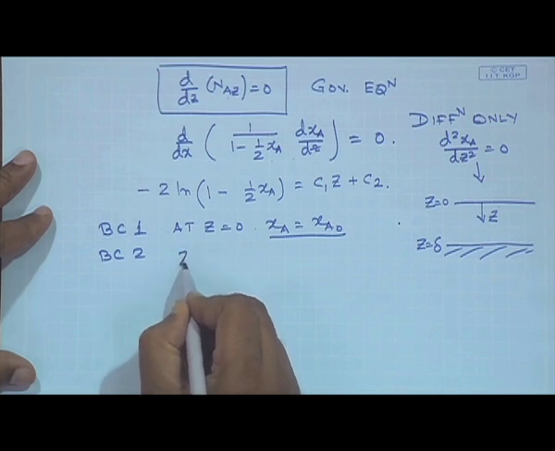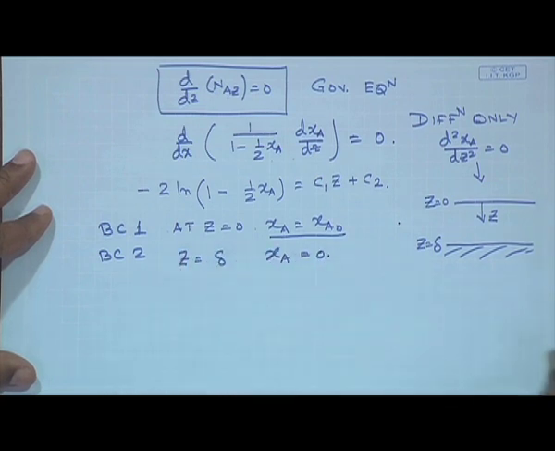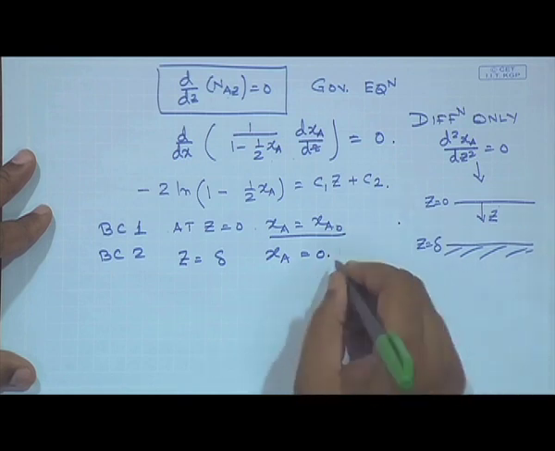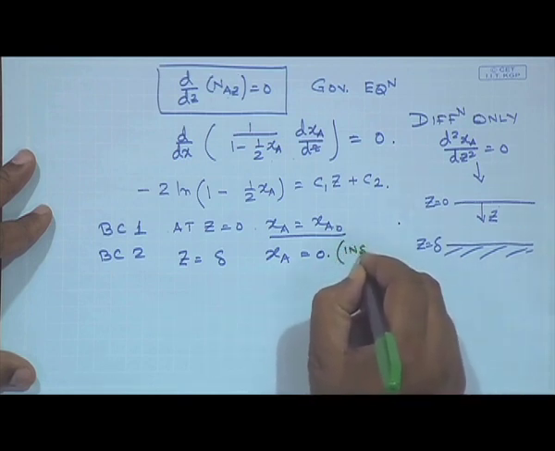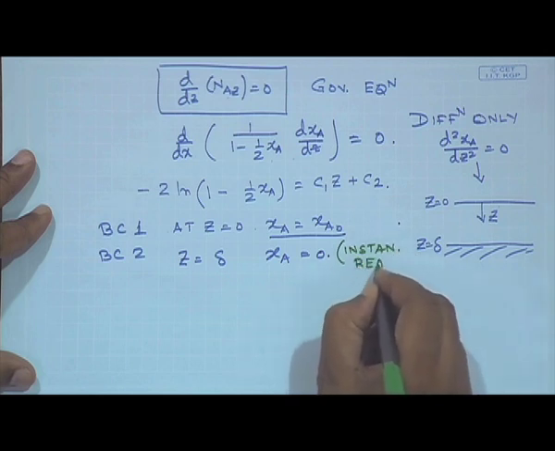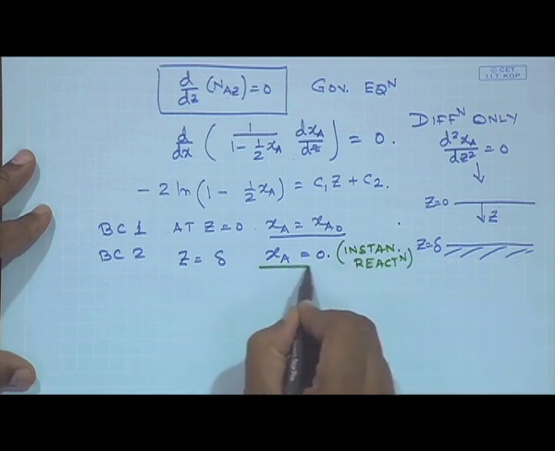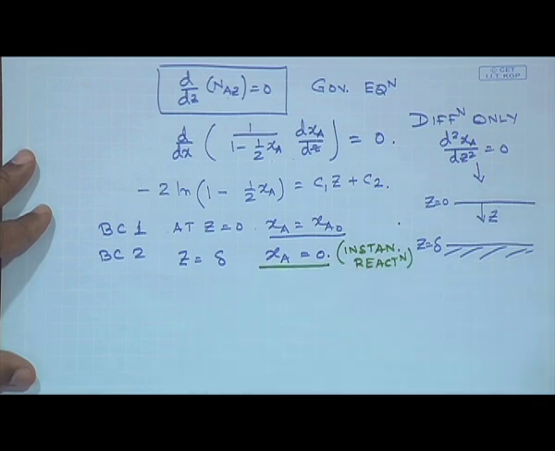So, for such a condition, the concentration of A on the catalyst surface would be equal to 0, and therefore, the second boundary condition in this case would be at z equals delta, x A is equal to 0. This is true since we have an instantaneous, or very fast, reaction. So, x A is going to be equal to 0.